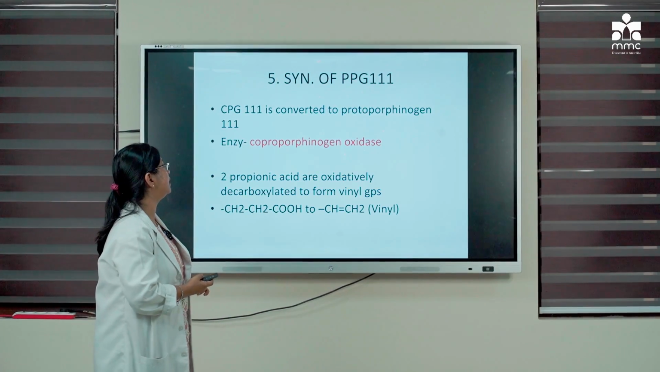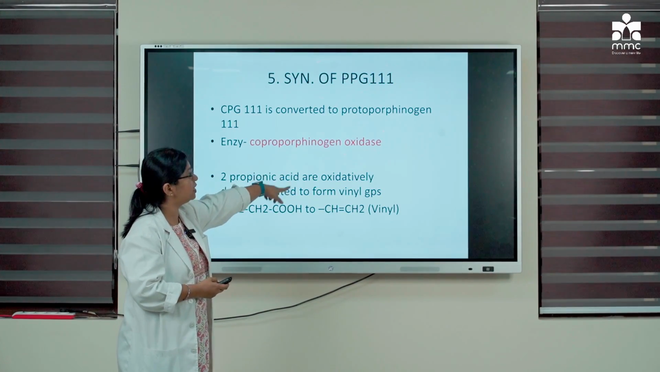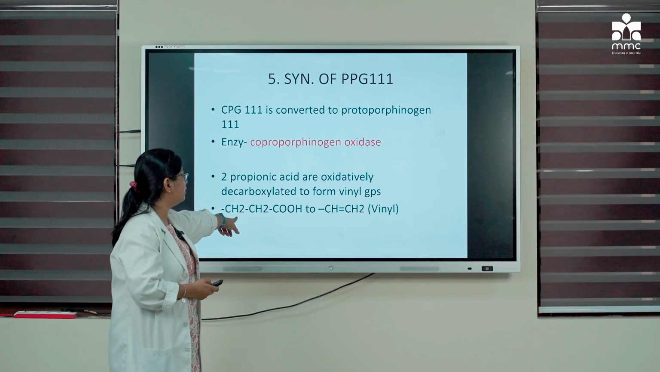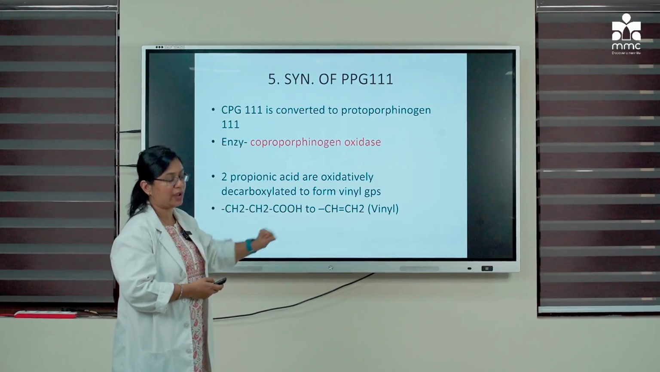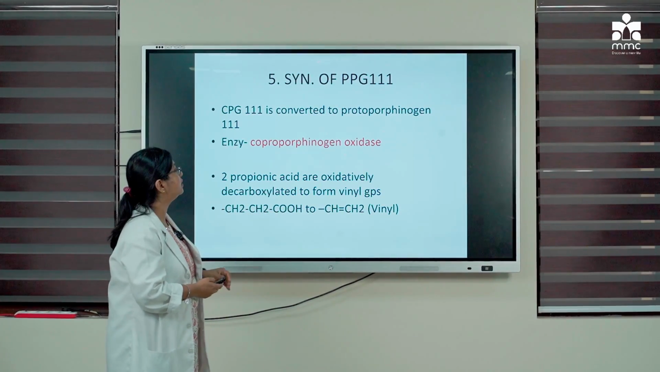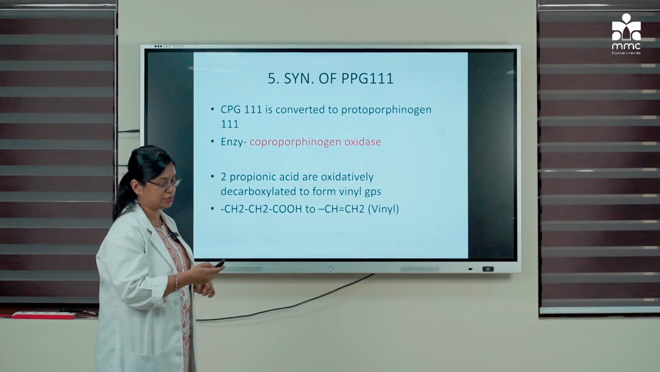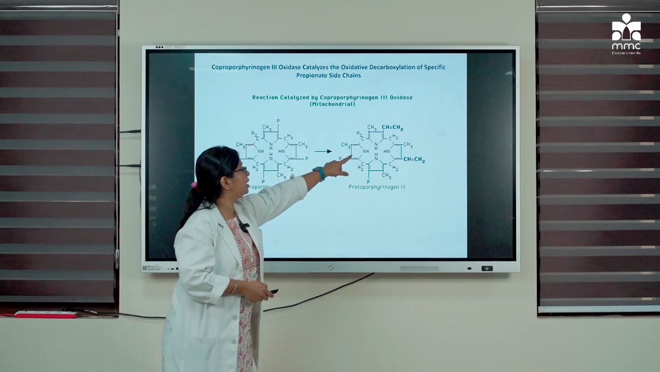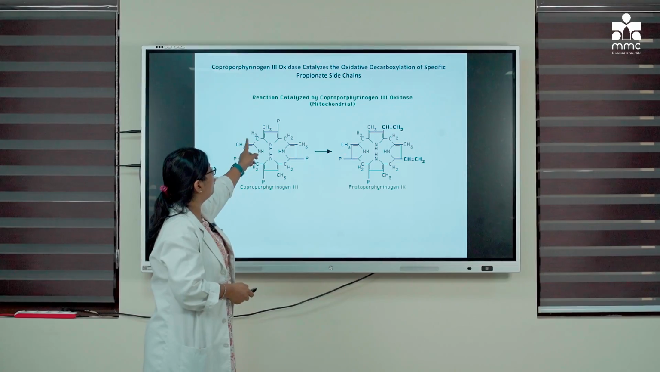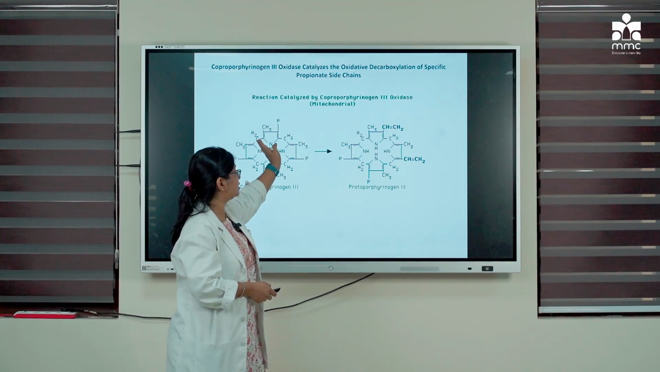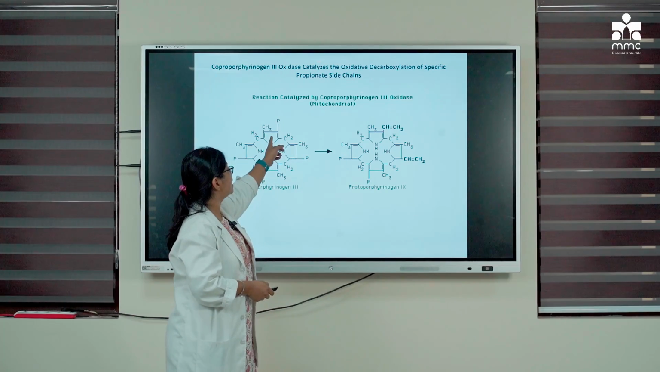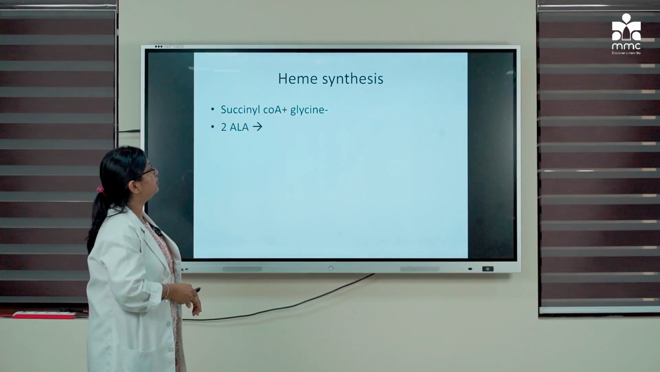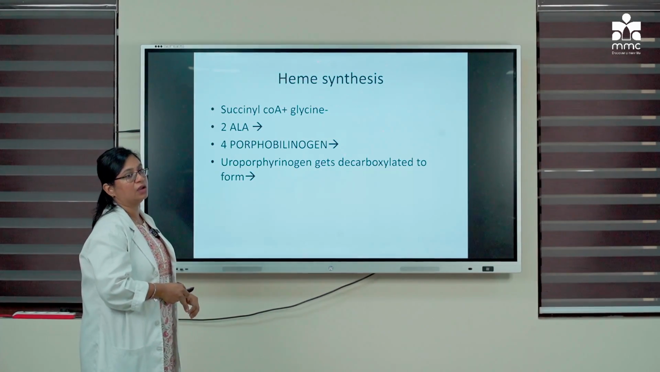So, in the mitochondria, the next enzyme is coproporphyrinogen oxidase. There is again going to be decarboxylation, where there is going to be conversion of propionyl to a vinyl group, and the product formed is protoporphyrinogen 3. So, you can see the 2 propionates will be converted into vinyl. In the previous step, 4 acetyl groups were converted into methyl groups. In this step, the propionyl is getting converted to vinyl. So, just again to revise, these are the different steps of heme synthesis.